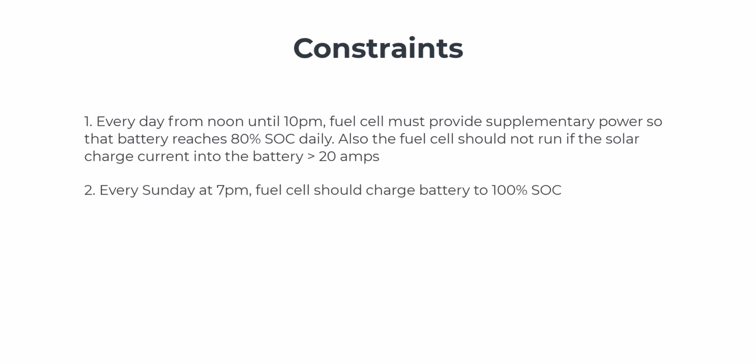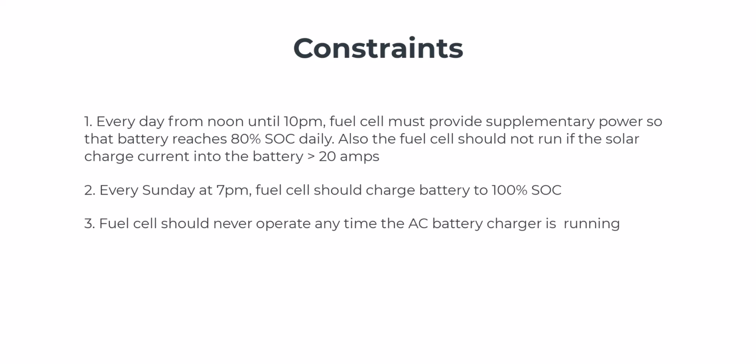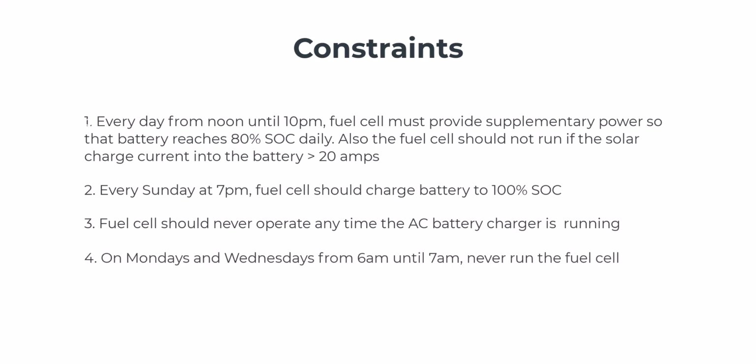Constraint 2. Every Sunday at 7 p.m., the fuel cell should charge the battery to 100% state of charge. Constraint 3. 24 hours a day, 7 days a week, the fuel cell should not operate any time the auxiliary AC battery charger is running. And lastly, constraint 4. On Mondays and Wednesdays from 6 a.m. to 7 a.m., never run the fuel cell.